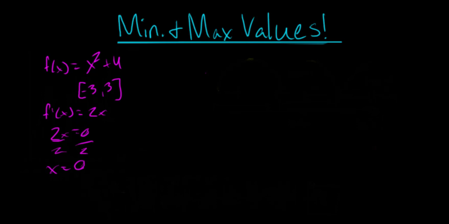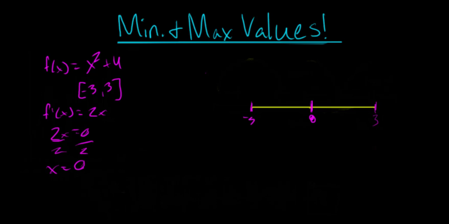So here's what we're going to do. First thing we're going to do is draw a little number line. This is going to help us visualize what's going on with our graph. So on our number line, let's put our bounds. We're going from -3 to +3. We have our critical point right in the middle at x is equal to 0.